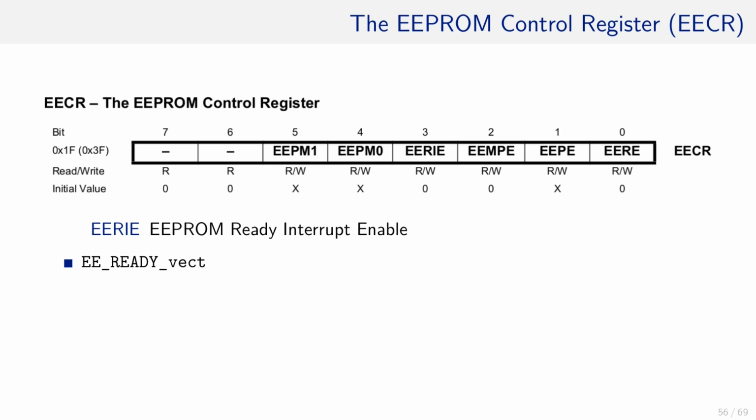Then there is the EERIE, which is the EEPROM ready interrupt enable. For instance, data can be sent to the EEPROM and the program can do something else while the data is written. An interrupt request is issued once the write is complete. The writing to the EEPROM is comparatively slow, hence it is a good idea to utilize this functionality.